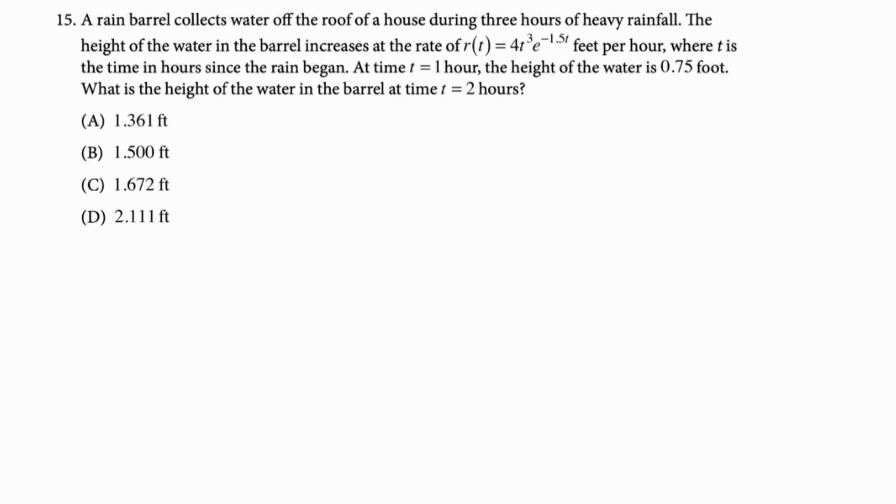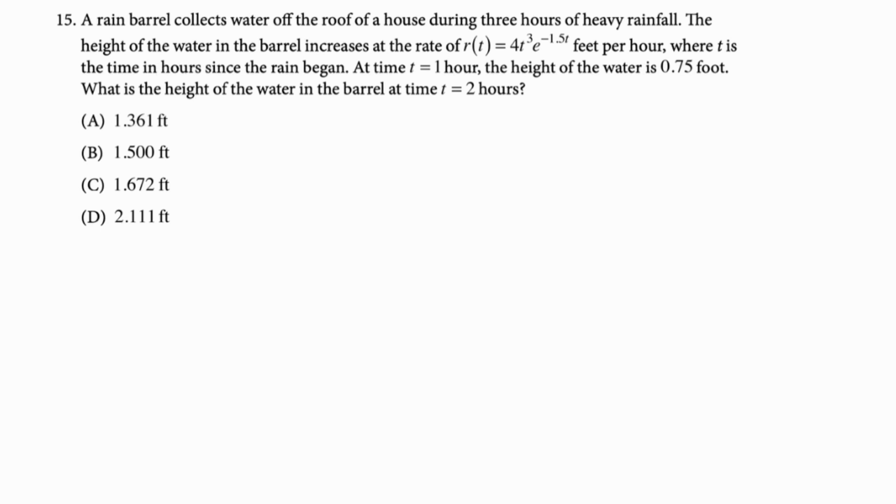15. A rain barrel collects water off the roof of a house during 3 hours of heavy rainfall. The height of the water in the barrel increases at the rate of r of t, which is 4t cubed e to the negative 1.5 t feet per hour, where t is the time in hours since the rain began. At time t equals 1 hour, the height of the water is 0.75 feet. What is the height of the water in the barrel at time t equals 2 hours?